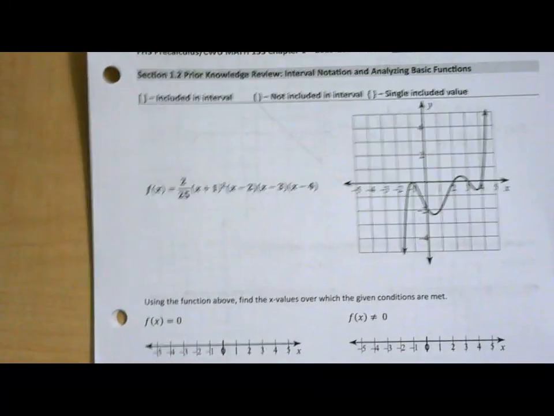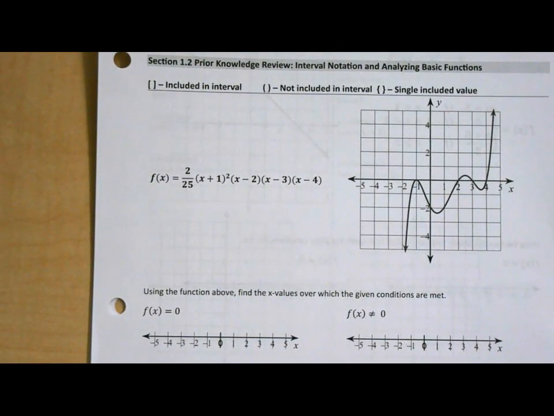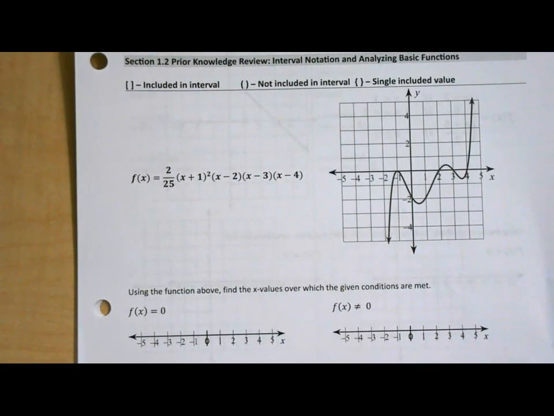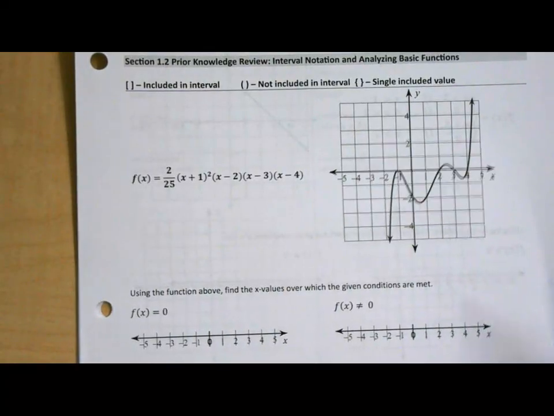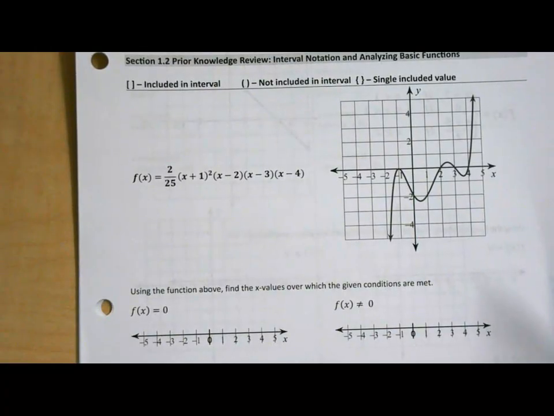Our big goals for today are to review interval notation and analyze functions. Specifically, we're going to be analyzing functions as they compare to 0. So we're going to do 2 of these problems. We'll do the first one together. I'll work through it with you. I'm going to ask you to do the second one on your own.